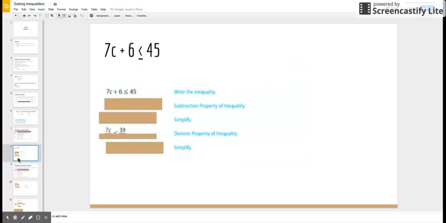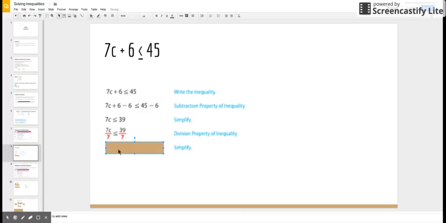Okay, so you would just solve the same way that you would solve an equation here. So 7c plus 6 is less than or equal to 45. Here you would subtract both sides by 6, right? You would cancel these 6's out, and you would be left with 7c is less than or equal to 39. Now, how do you get c by itself? Well, you would divide both sides by 7, and then you would end up getting c to be less than 5 and 4/7, or you could do the decimal way.